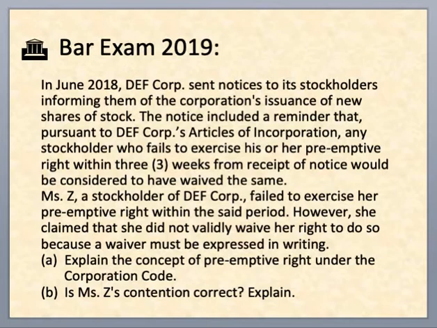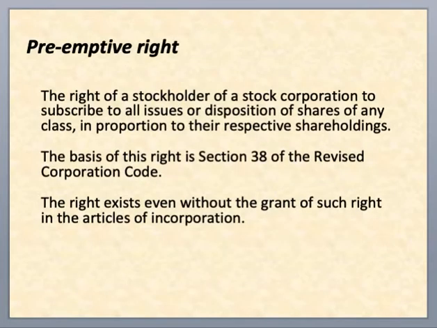Since what is asked in the second question is about the correctness or incorrectness of the argument of Z, a stockholder, claiming that she did not waive her right, it is important to establish first the right claimed, the basis of the right, and the rules on how to waive that right. The right claimed is called preemptive right. Preemptive right refers to the right of a stockholder of a stock corporation to subscribe to all issues or disposition of shares of any class, in proportion to their respective shareholdings.